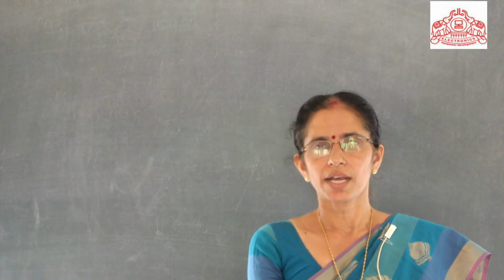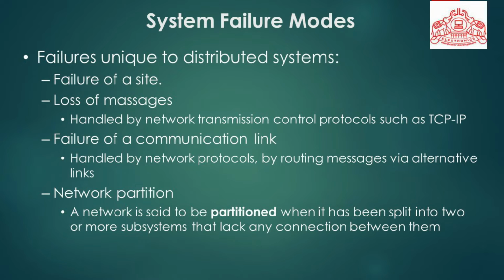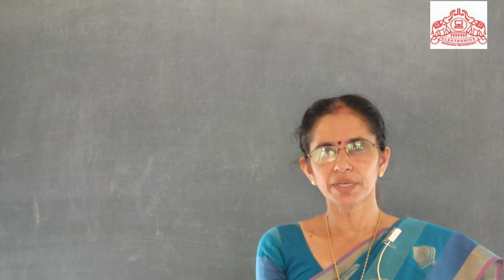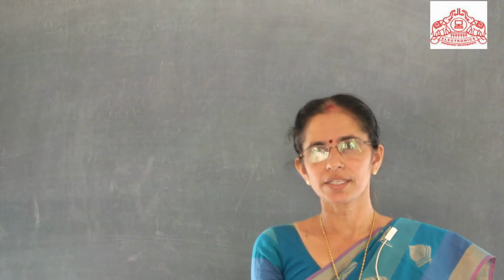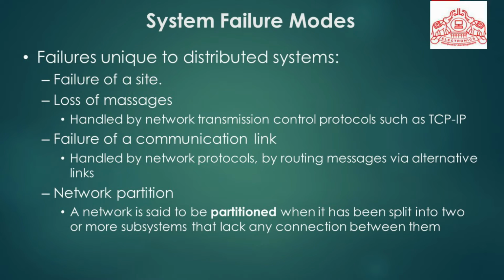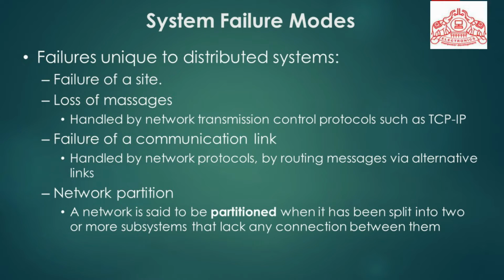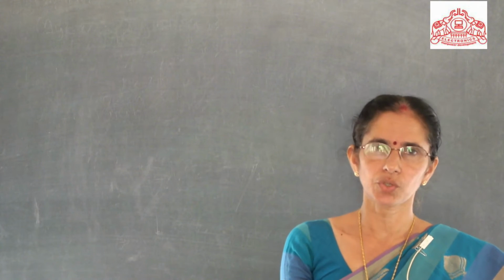Now, we have to deal with the different failure modes that can occur in a distributed environment. Mainly we classify the failures in a distributed environment as: failure of a site, loss of messages, failure of a communication link, and network partition. A loss of a message should be handled by a network transmission control protocol like TCP/IP. Communication link failure can be handled by using protocols or by routing the messages through some alternative link. A network partition occurs when we split the sites into subsystems, and if there is a lack of connection between them, we say there is a network partition error.